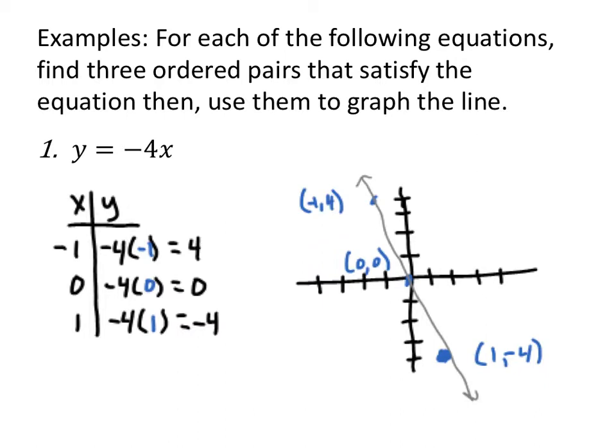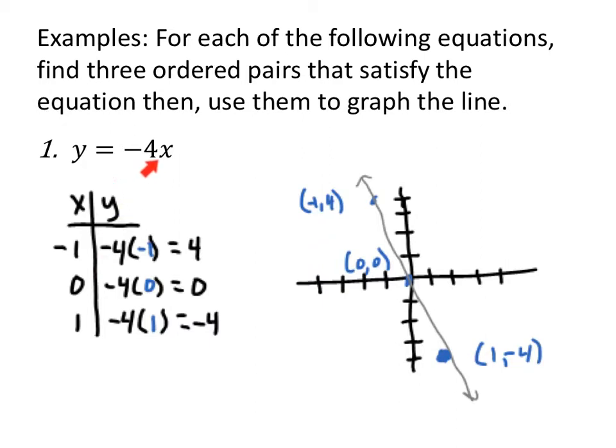So how do we graph these? For each of the following equations, we're going to find 3 ordered pairs that satisfy the equation and then use them to graph the line. I'm given the equation y equals negative 4x. So this tells us whatever x values we choose, we're going to multiply them by negative 4, and that's going to be the y value that goes with them. So I get to choose my x values, any values I want. I'm going to use x equals negative 1, 0, and 1.